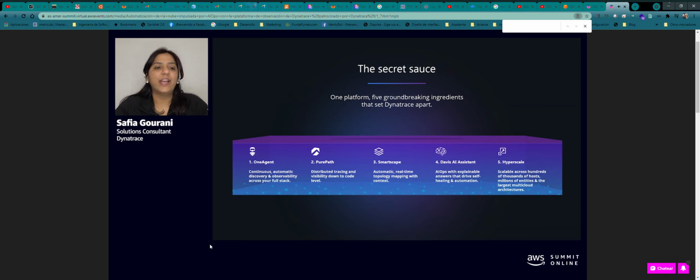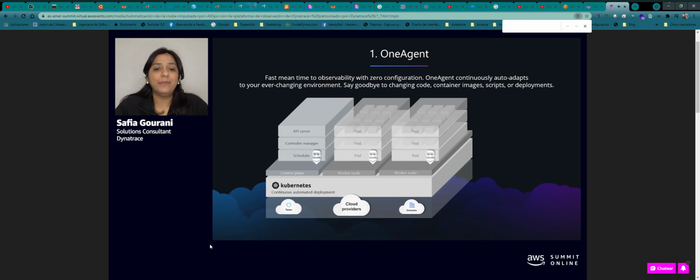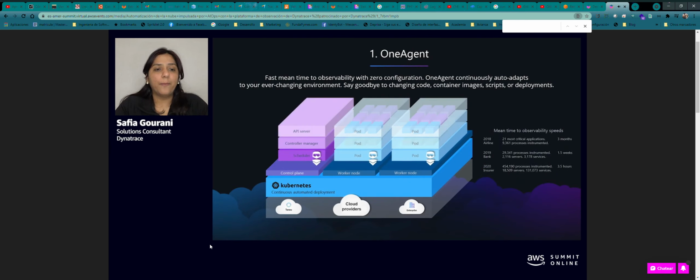We have 5 different capabilities of the platform itself. The first one is the OneAgent. When we say the OneAgent, we actually mean an agent which is capable of monitoring your entire application without any configuration. So you can install the OneAgent. It is truly one because you do not have to install multiple agents for your multiple technology stacks. This OneAgent is capable of going in all your different technology stacks and monitoring them without any problems.